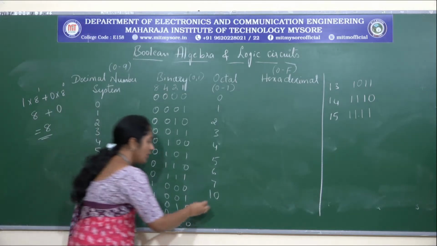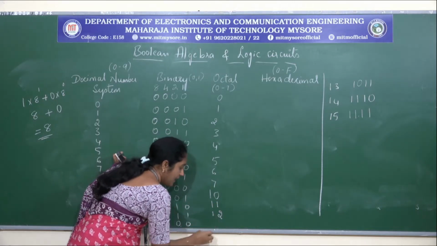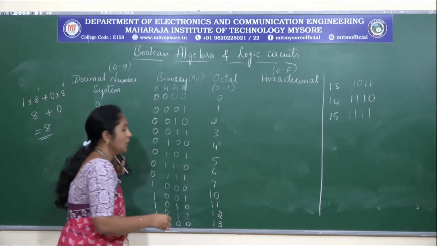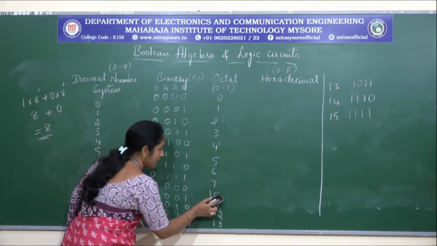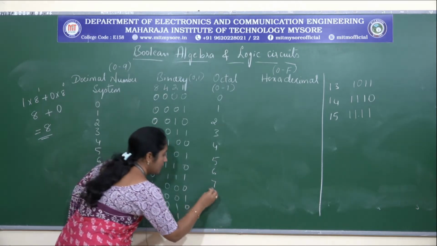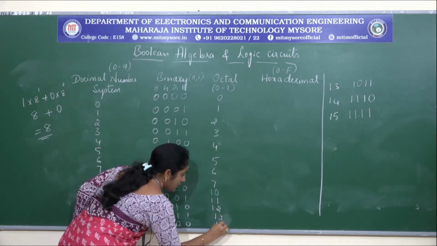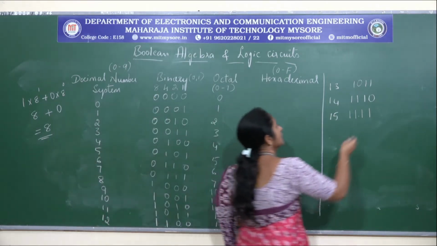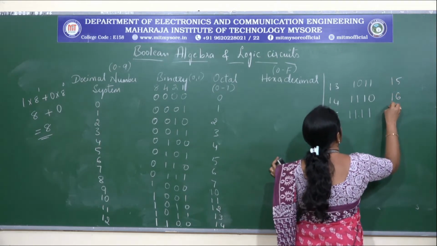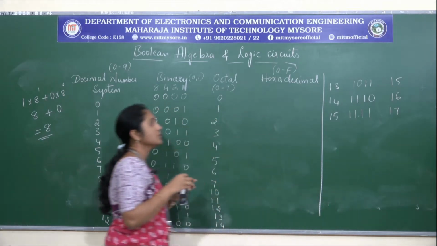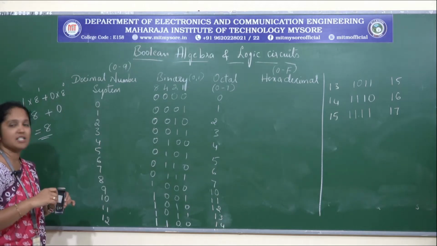Okay, let us continue. After 10, which is 8, we have 11 for 9, 12 for 10, 13 for 11, 14 for 12, 15 for 13, 16 for 14, 17 for 15. Now let us write hexadecimal numbers.